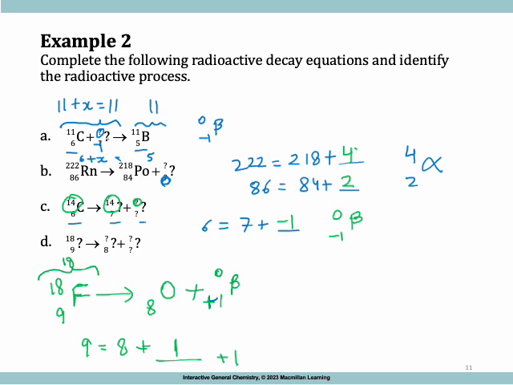This is 18 on one side, on the other side it should also be 18, equal to 0 plus something, and what is that something? 18, which means my answer is 8, 18, and a positron. So that's how you can solve these nuclear reactions or complete these nuclear reaction equations.